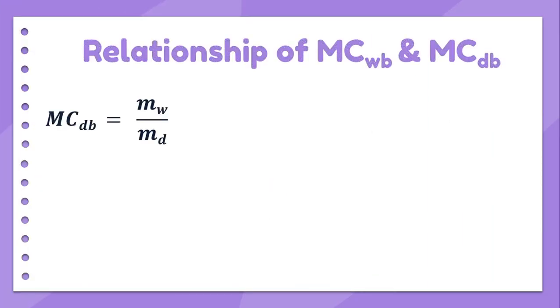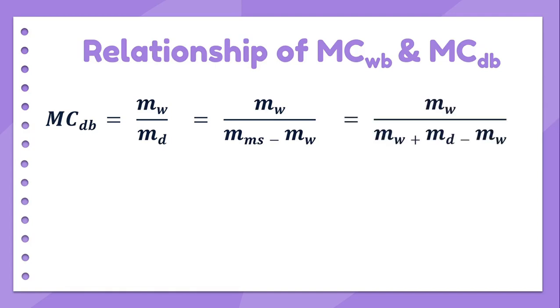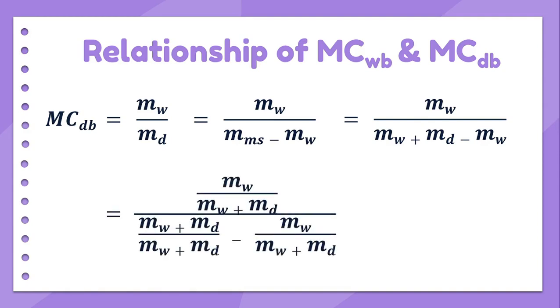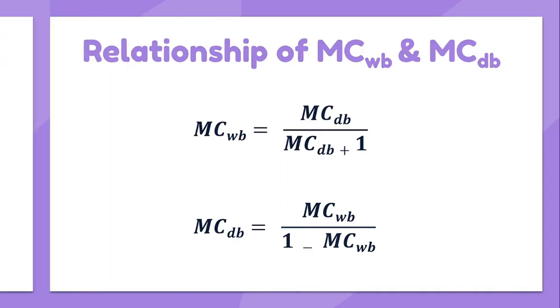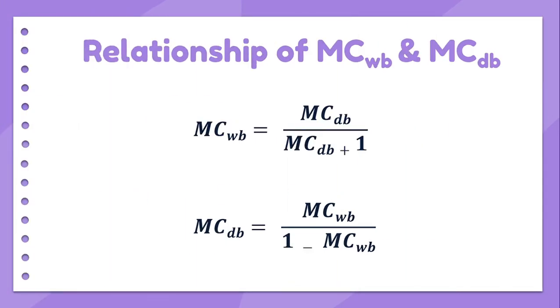On the other hand, dry basis moisture content equals mass of water divided by mass of dry solids, while mass of dry solids equals mass of moist sample minus mass of water. Substitute the mass of moist sample with sum of mass of water and dry solids. Then, divide both numerator and denominator by the mass of moist sample. Then, simplify the equation. We get this equation that allows us to convert moisture content from wet basis into dry basis. In summary, the wet basis and dry basis moisture content can be interconverted by using these two equations.